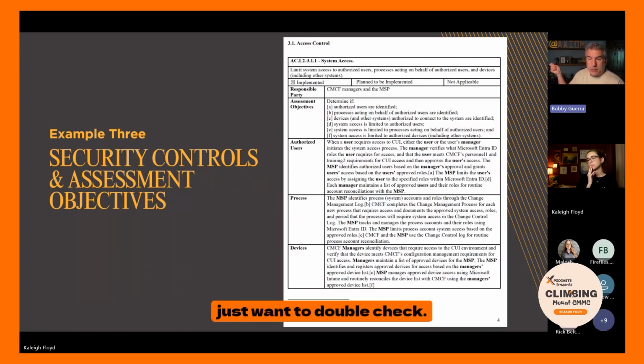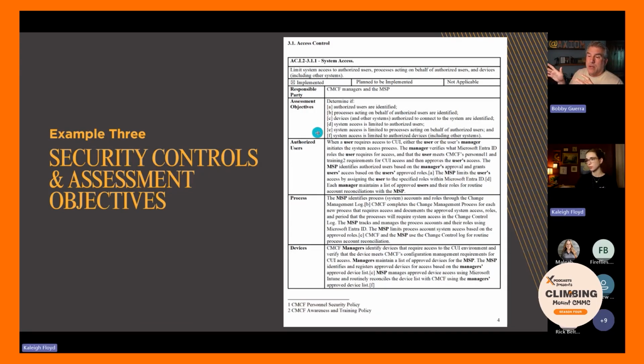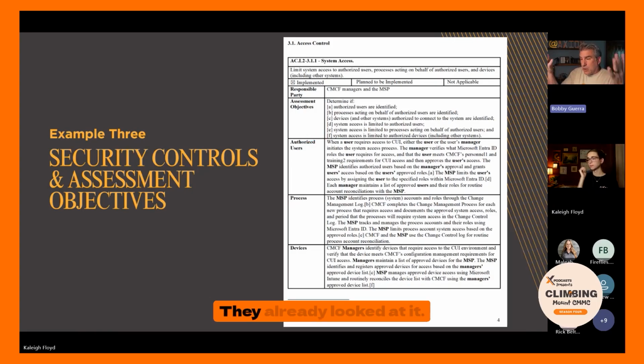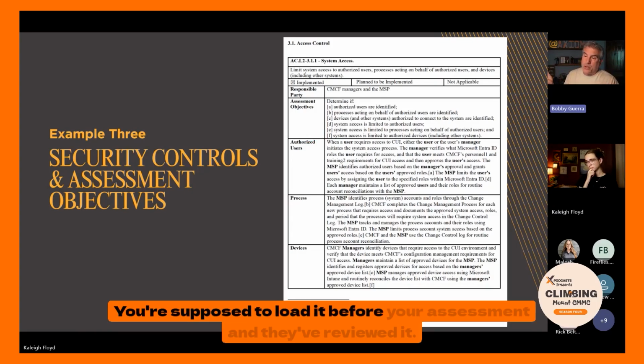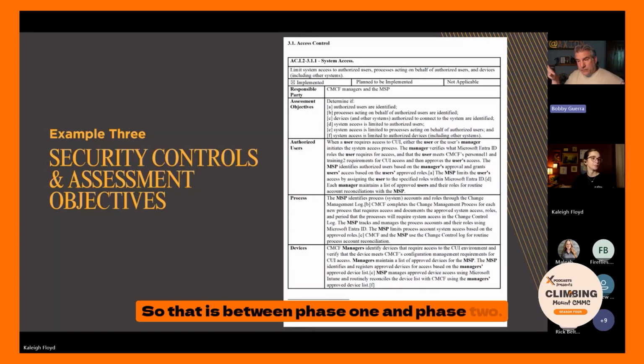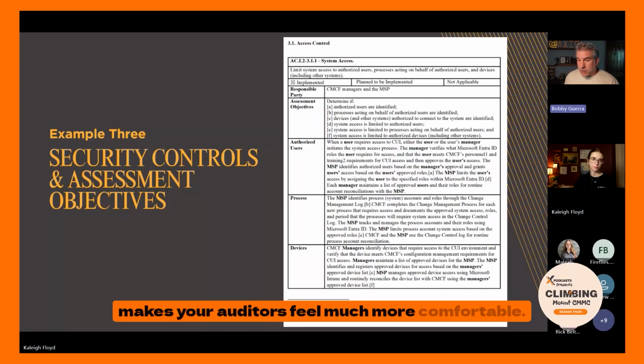I just want to double check. So now you're getting right to the examine and test part. They may even just skip those others because your policies are so well written. They already looked at it. You're supposed to load it before your assessment, and they've reviewed it and they're like, this looks great. So that is between Phase 1 and Phase 2. That's why having the policies and procedures well defined can save your audit time, and it makes your auditors feel much more comfortable.